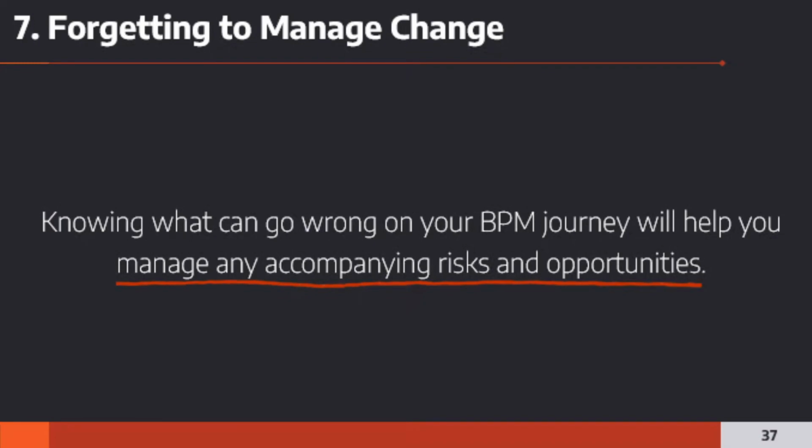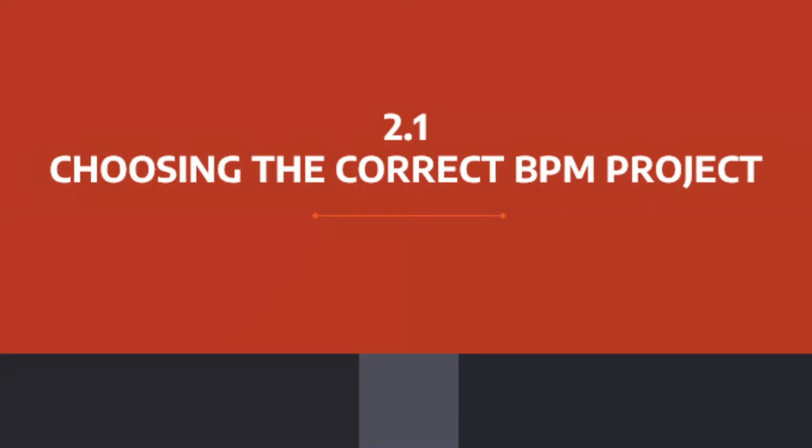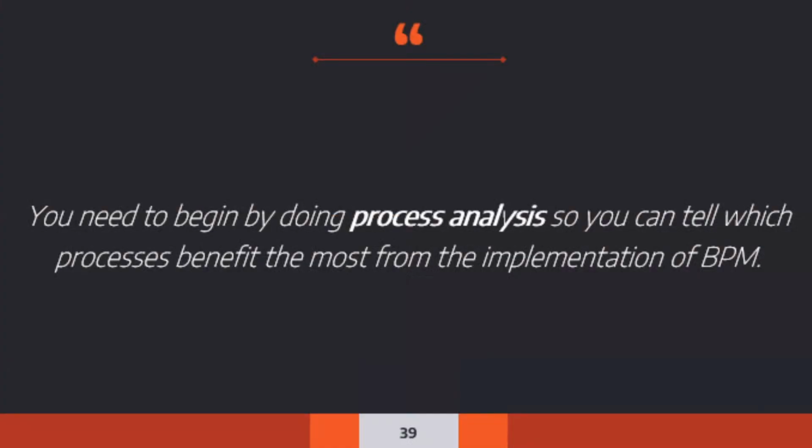So these are the 7 things of why projects may fail, but I'm very sure with all of this you can always go back to these 7 items and review where you are at right now in your organization. Okay, next, so how do you choose the correct BPM project? Well, simply put, you need to begin by doing what we call process analysis. So you can tell which processes benefit the most from the implementation of your BPM. Okay, so process analysis. We'll go deeper into that as we go along.